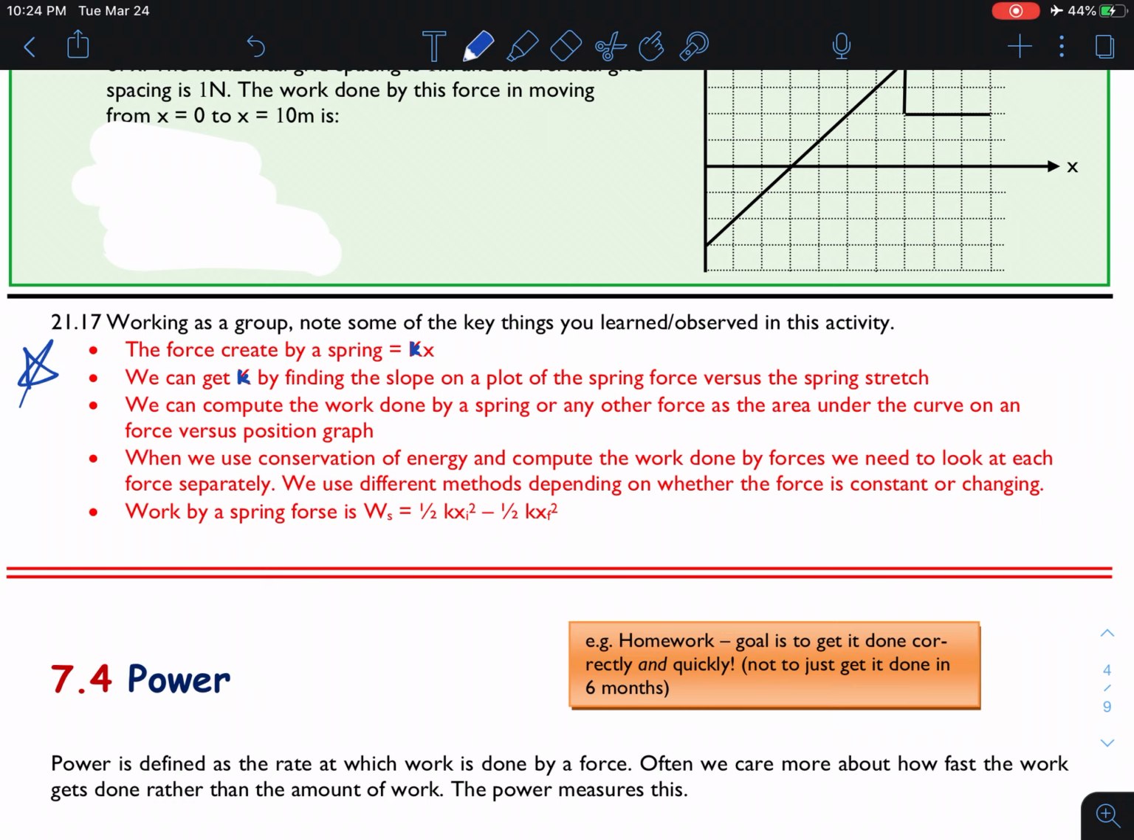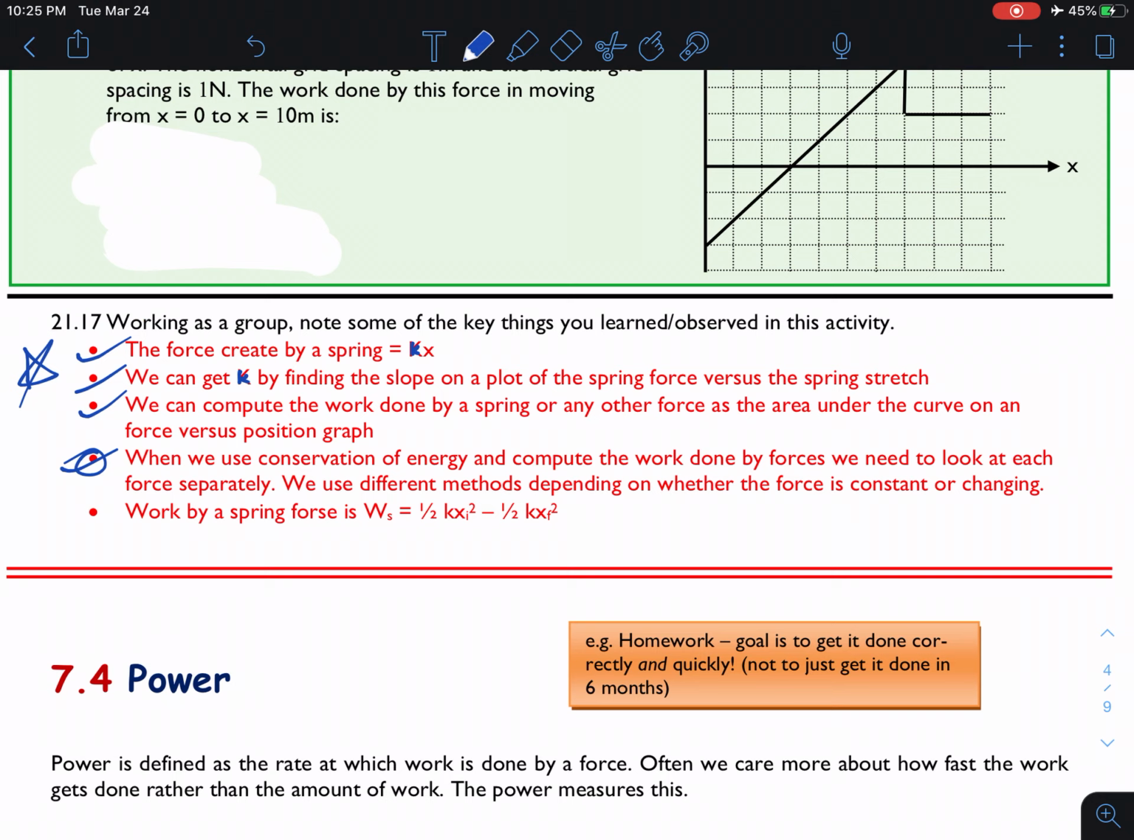And when we use conservation of energy and compute the work done by the forces, we need to look at each force separately. I'm gonna put check marks. We use different methods depending on whether the force is constant or changing. Again, there are a couple examples we've done so far, at least 3 I believe. So we are learning the methodology behind this, and that is going to be very important. This is the step that is very important for the next chapter as well.